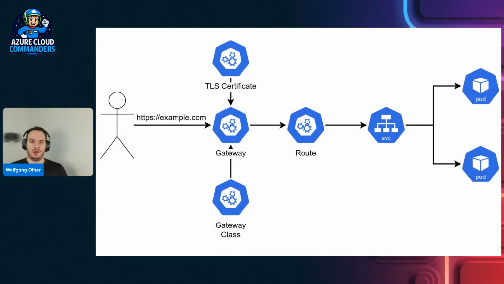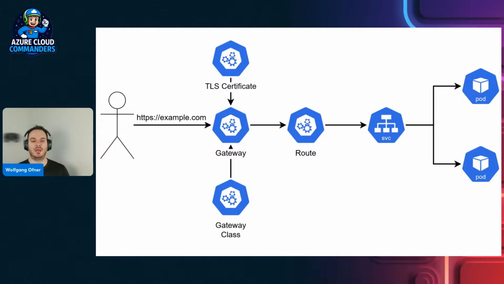Here you can also see how a request goes from the user to our application and what objects of the Gateway API are used. If you send a request, in this case https://example.com, then our DNS record points to the public IP of our gateway. This gateway has a gateway class attached, which means the gateway knows what controller it should use to process the request. The gateway also has the TLS certificate attached, which means the gateway can verify the HTTPS connection.